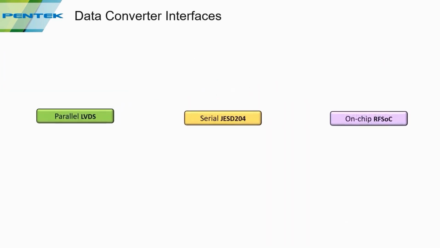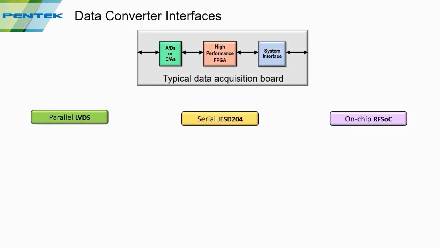In a typical data acquisition and FPGA processing system, you see an A to D or a D to A converter. I'm going to focus on A to D's just for now. Interface to the FPGA, and then in many systems there's another interface to bring data on and off this card, let's say to storage somewhere else or for additional processing. What I want to concentrate on is the interface between the data converter and the FPGA processor.